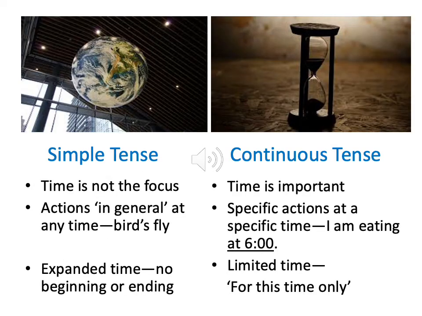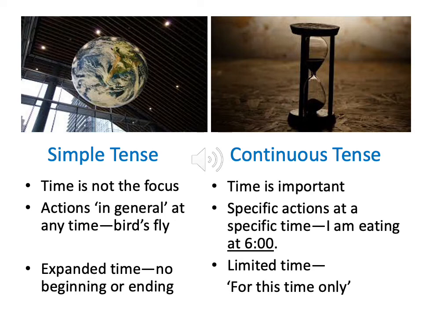So let's start with an explanation of the simple tense and continuous tense. With the simple tense, time is not the focus, whereas with the continuous tense, time is important and we usually tell when something happens. With the simple tense, actions are, in general, at any time. For example, we can find birds flying almost any time or anywhere.